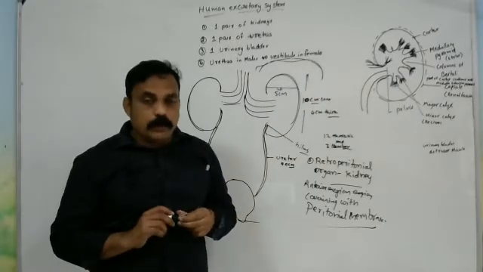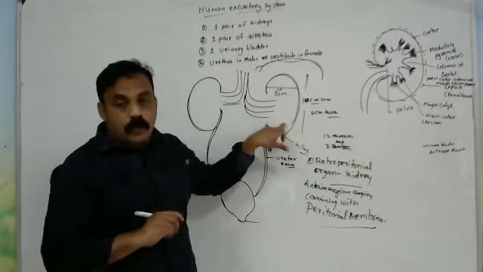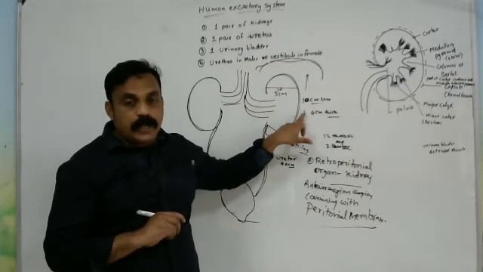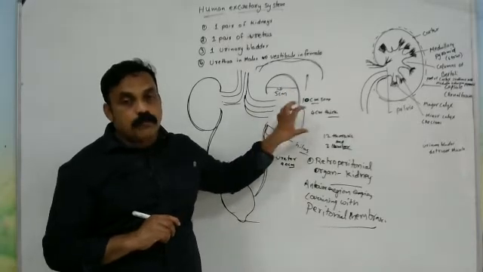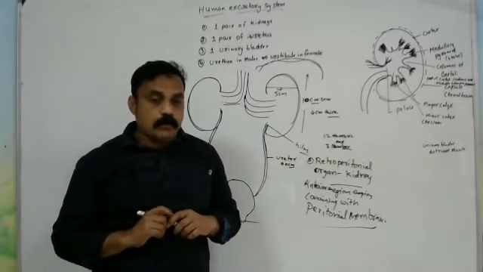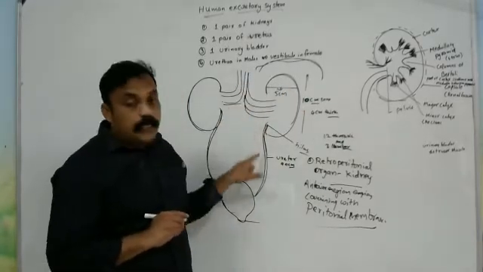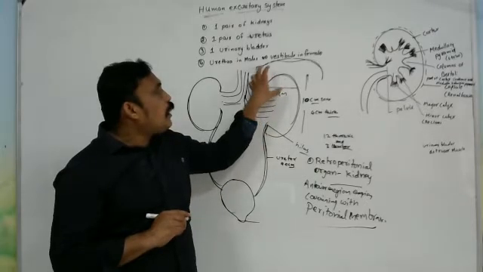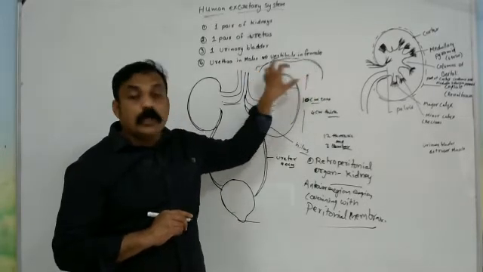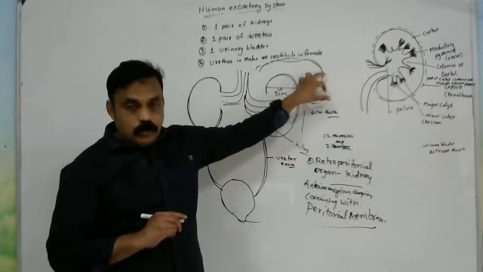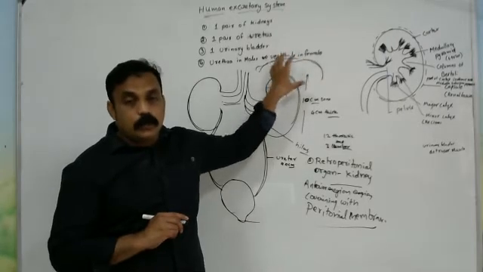So you have to remember the kidney size: 10 centimeters long, 5 centimeters wide, and 4 centimeters thick, approximately. Also, the kidney is covered with the peritoneal membrane, so it is called a retroperitoneal organ.